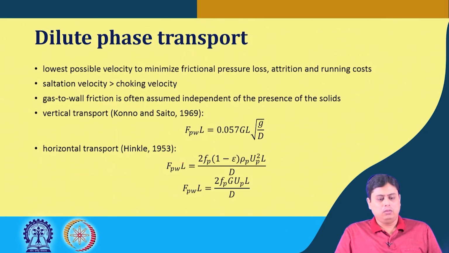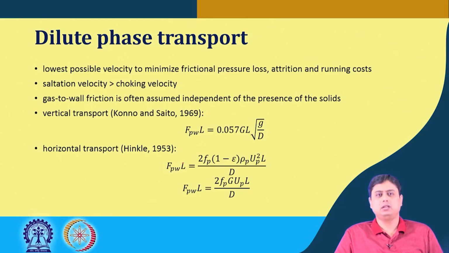So now the point comes: how to have this dilute phase transport efficiently. It is always desirable to operate with the lowest possible velocity to minimize the frictional pressure drops, to reduce the attrition, and to minimize the running costs. And for any particular solid size and a fixed pipe diameter, the saltation velocity is always higher than the choking velocity.